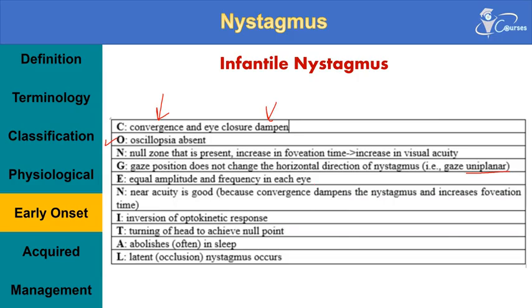N, which is near. The near acuity is good because the patient tends to do convergence, as convergence will dampen the nystagmus and increase the time of placing the target over the fovea, which is the foveation time. I is the inversion of optokinetic response. So there will be asymmetrical optokinetic response, or a reverse optokinetic response.